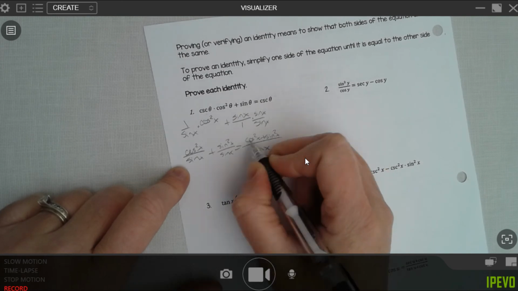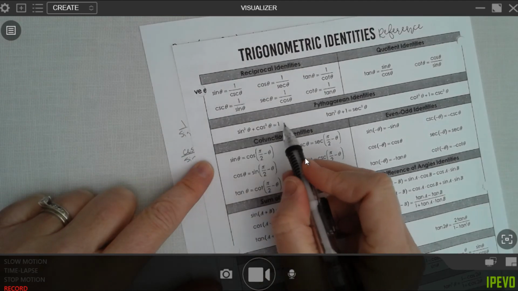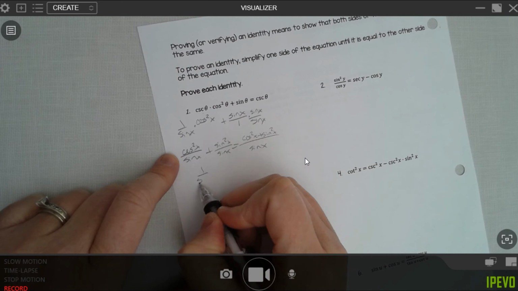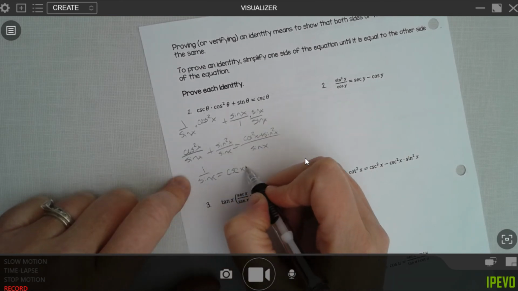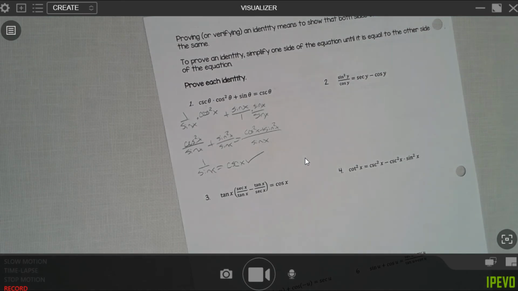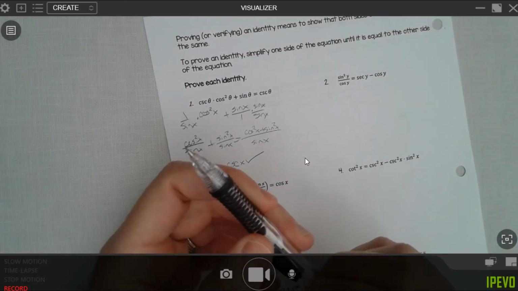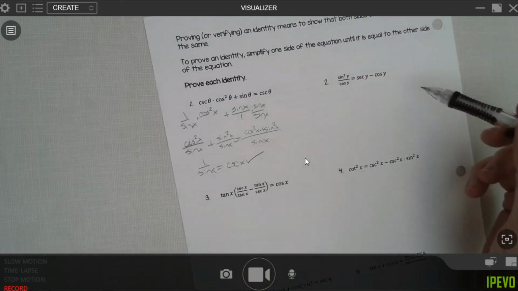And then this becomes 1 by using the property right here. Sine squared plus cosine squared equals 1. So I end up with 1 over sine of x. 1 over sine of x, the reciprocal is cosecant of x. So I got my answer right. Yay.